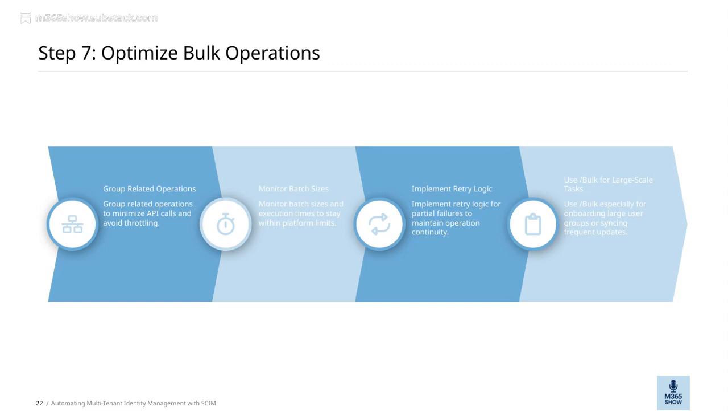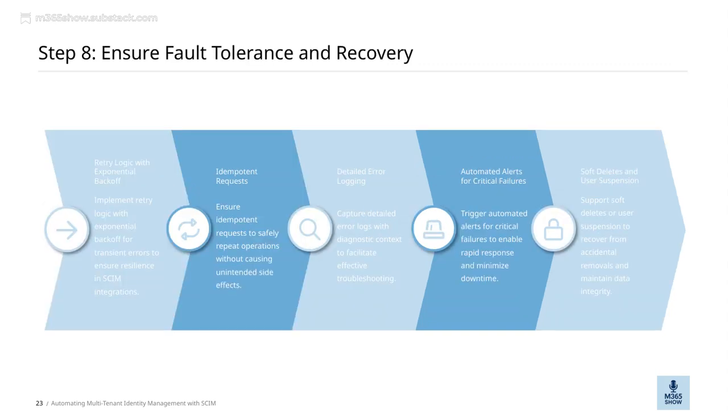Lastly, grouping related operations can significantly reduce the number of API calls. By batching similar tasks together, we minimize the risk of hitting rate limits and improve overall efficiency. All these strategies combined help us make bulk operations faster, more reliable, and more scalable, crucial for effective multi-tenant identity management. Now, let's move on to step 8, ensuring fault tolerance and recovery in our SCIM implementation.